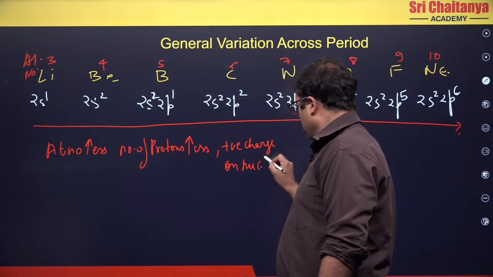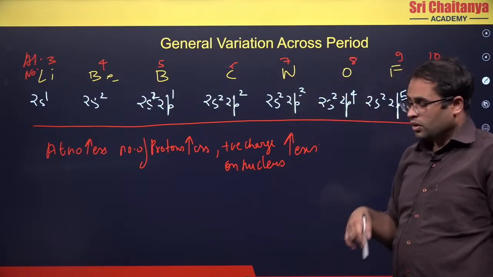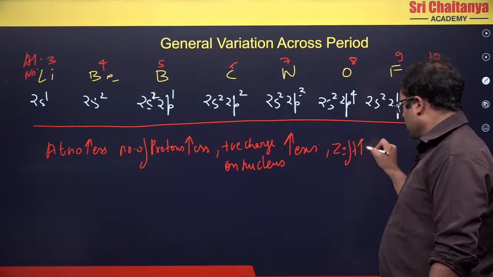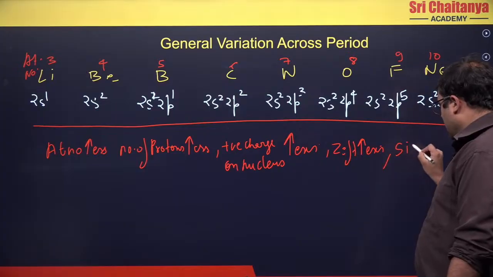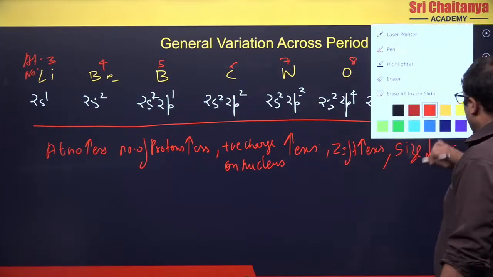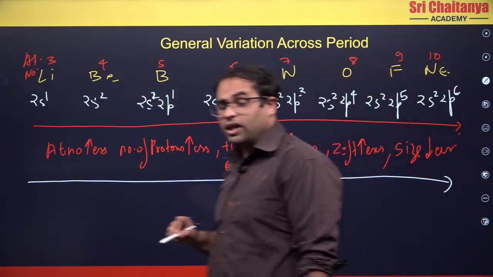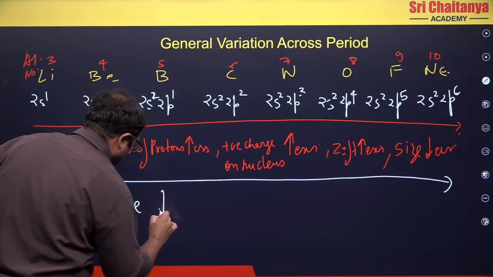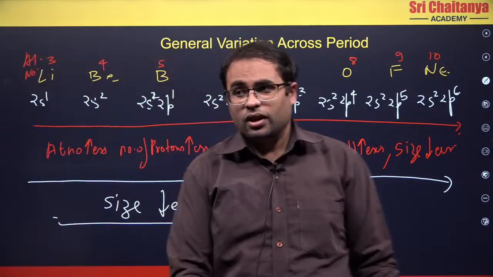on nucleus increases. So Z effective increases. So size decreases. So as you move from left to right across a period, what will happen? Size generally decreases. That is what it should be.